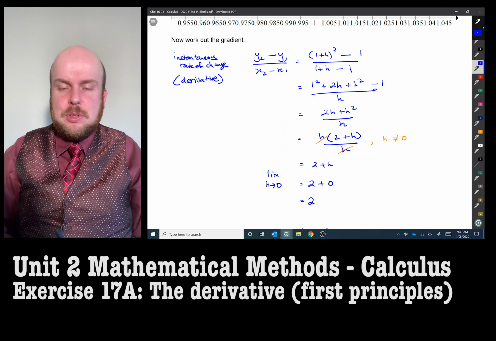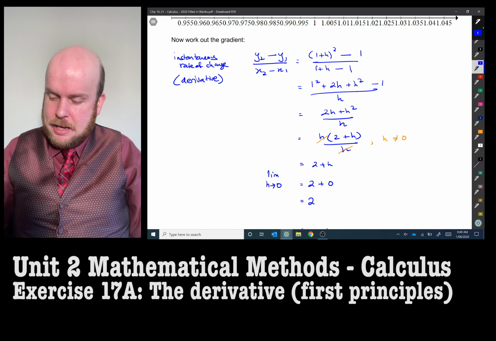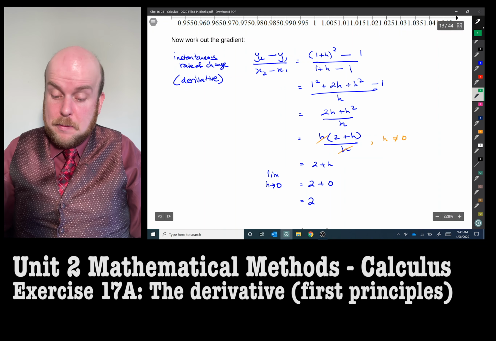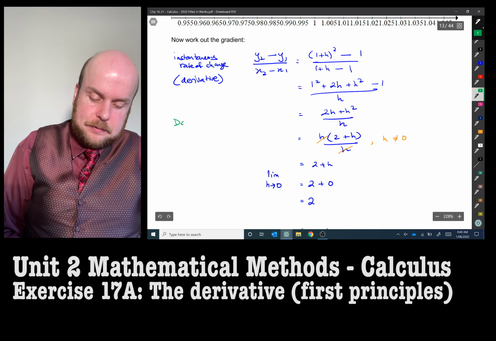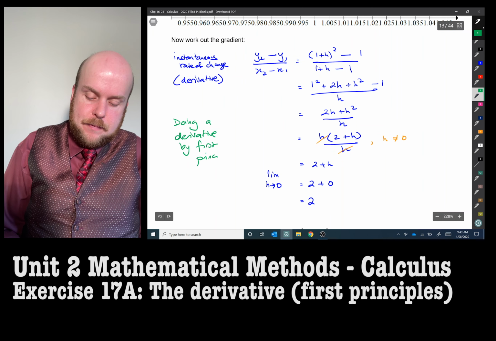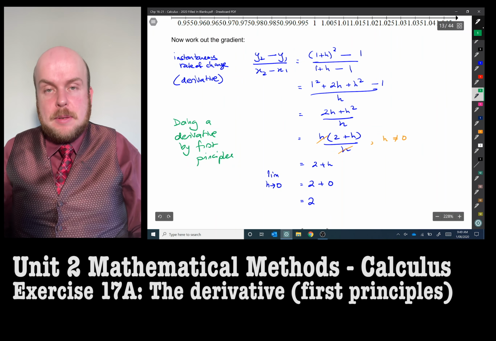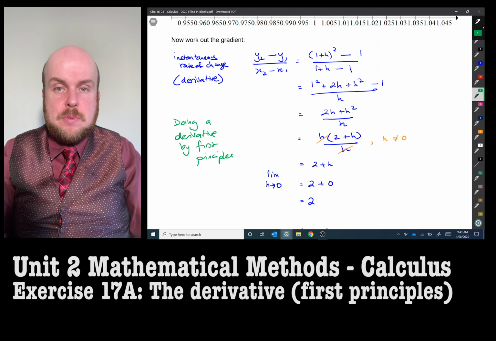We have been able to go and do a thing called a derivative. This is an example of doing a derivative by first principles. So if you ever see first principles, it means you have to do it this long way. So we have found the instantaneous rate of change when x equals 1.